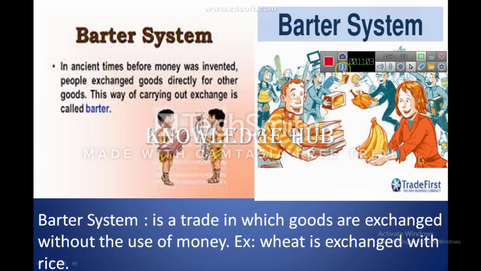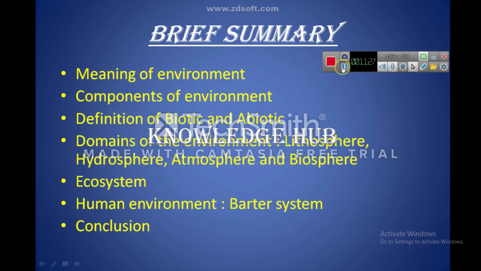This picture is based upon the barter system. What is the meaning of barter system? It is a trade in which goods are exchanged without the use of money. For example, wheat is exchanged with rice. Here in this picture, a man is exchanging his books for bananas. Books and bananas are exchanged with each other. That is known as the barter system. That's what we have learned till now.